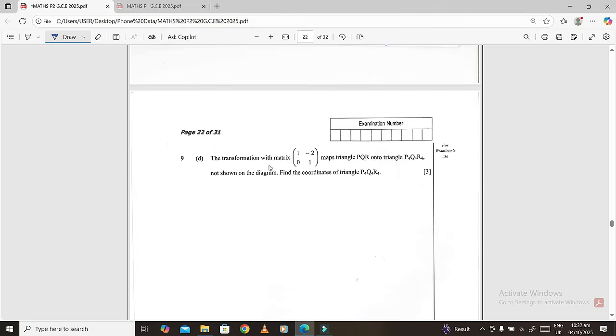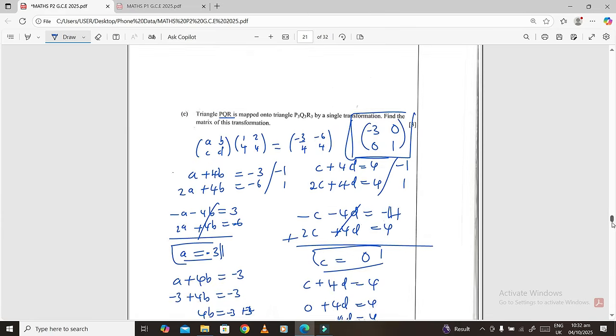They are saying the transformation with matrix 1, 0, negative 2, 1 maps triangle PQR onto triangle P4, Q4, R4, not shown on the diagram. Find the coordinates of the triangle P4, Q4, R4. So the coordinates here to be found.